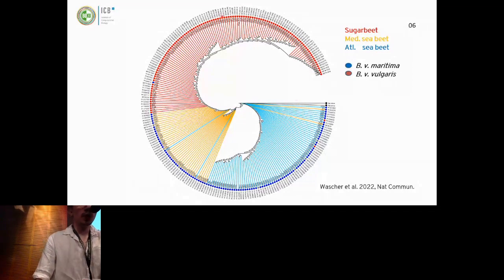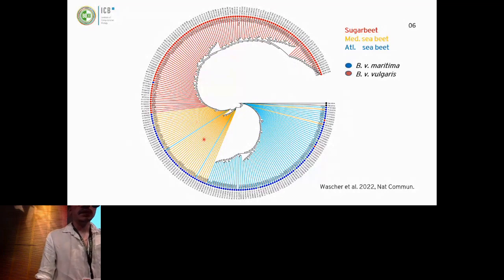The first thing we realized is that we can separate the sugar beets from the wild beets quite clearly, but we also can separate Mediterranean from Atlantic sea beets, which also means that there has to be some kind of genetic barrier at the Strait of Gibraltar. When you look closer into the samples, you can see that they are genetically quite far apart. So there has to be some limitation of gene flow at the Strait of Gibraltar between Mediterranean and Atlantic sea beets.